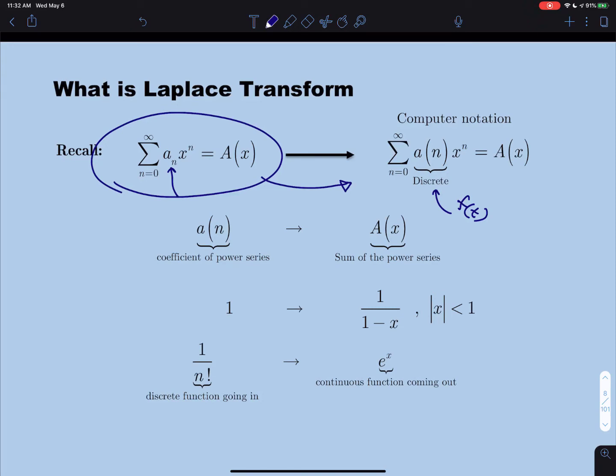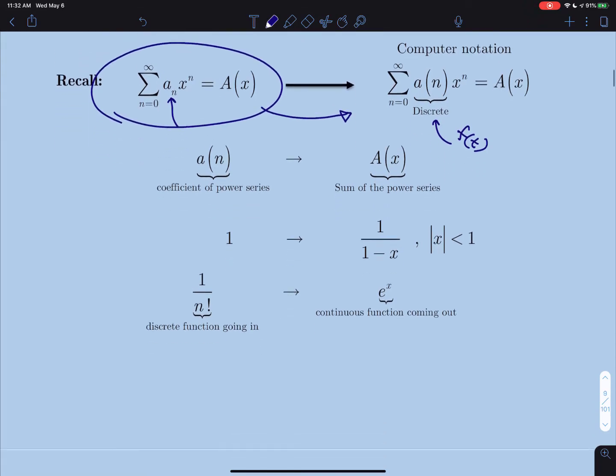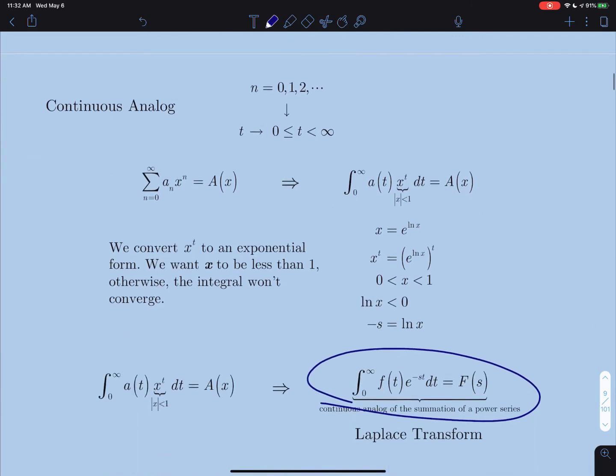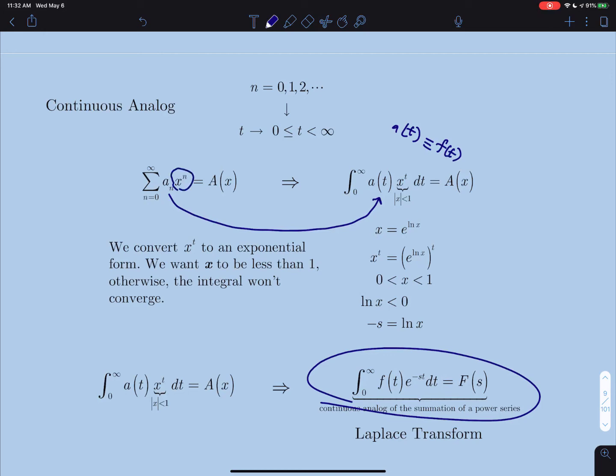and also convert x to the n to some exponential form. If you do that, it's very interesting, and I've already shown this to you. So a sub n is written as a of t, just like a functional notation, or f of t. A of t is the same thing as f of t. See how it transforms. The x to the n part of it, you could write x as e to the ln of x. Then you could raise both sides to t. If x is to be between 0 and 1 for this thing to converge, then the natural log of x has to be negative. So instead of writing ln of x, I could just use some negative entity, call it s.